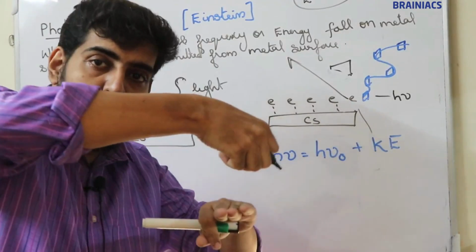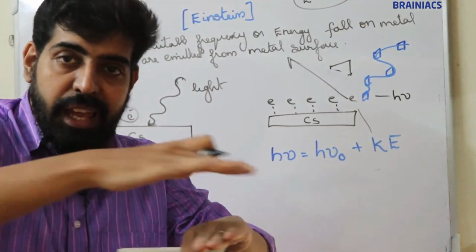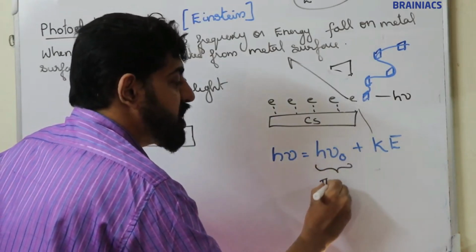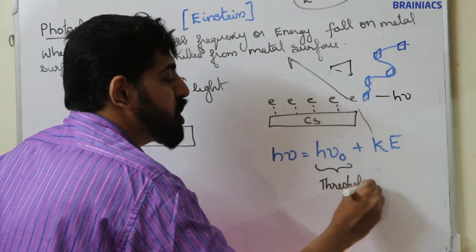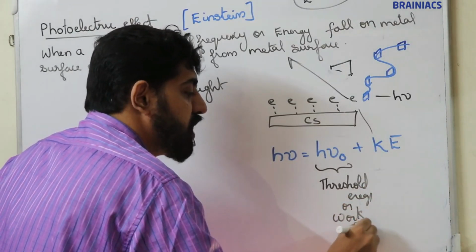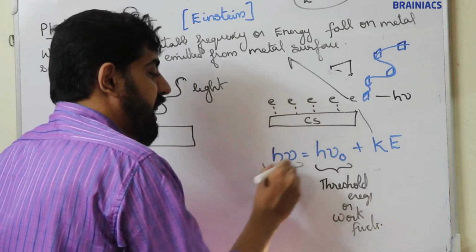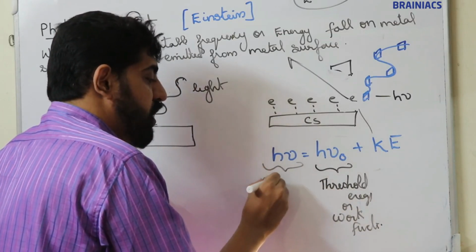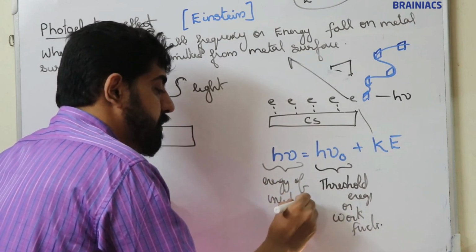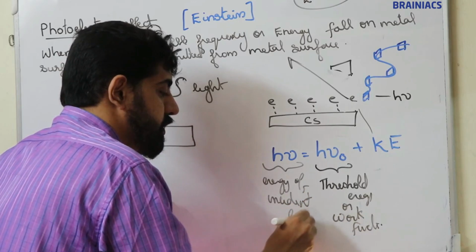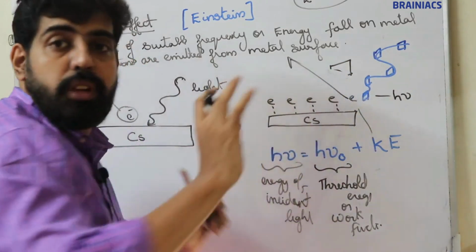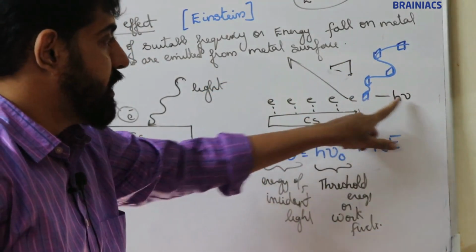Okay, the energy required to remove that electron from that metal surface is known as threshold energy, or it is also known as work function. This is energy of incident light, that is h nu.